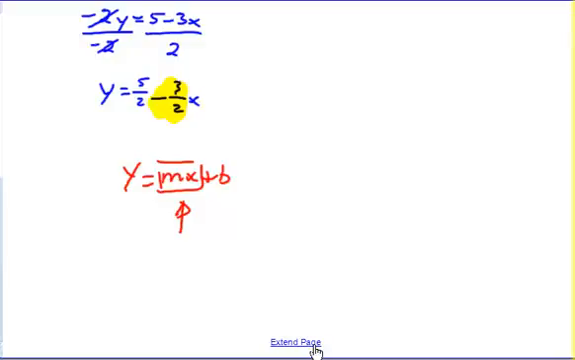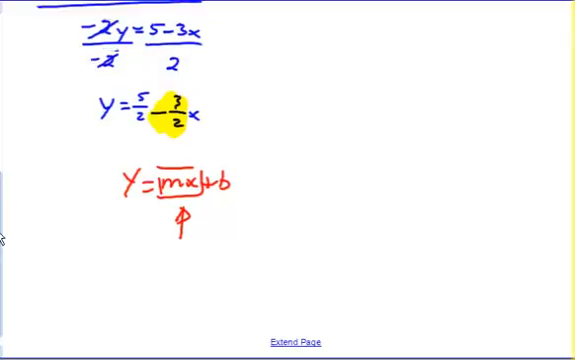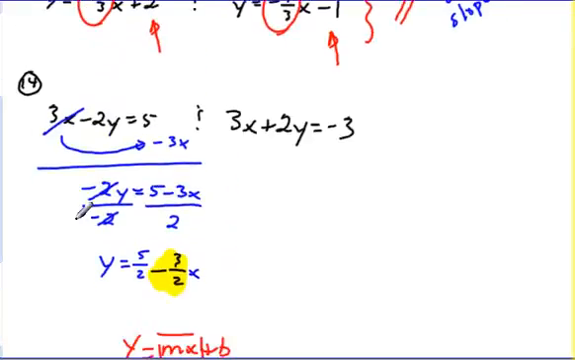The only time we can just take the number off the x, though, is when y is by itself on one side. When it's in y equals mx plus b form. That's really important. So what is the slope on this line up here? Negative 3y. Okay, go ahead and solve for the other one. Let's get y by itself on the other line so we can compare their slopes.